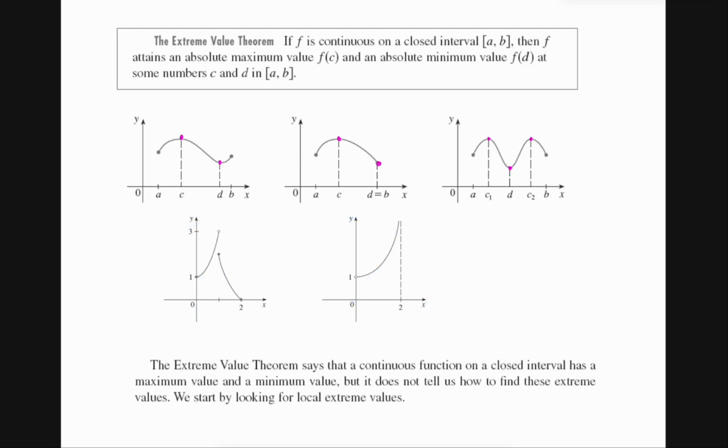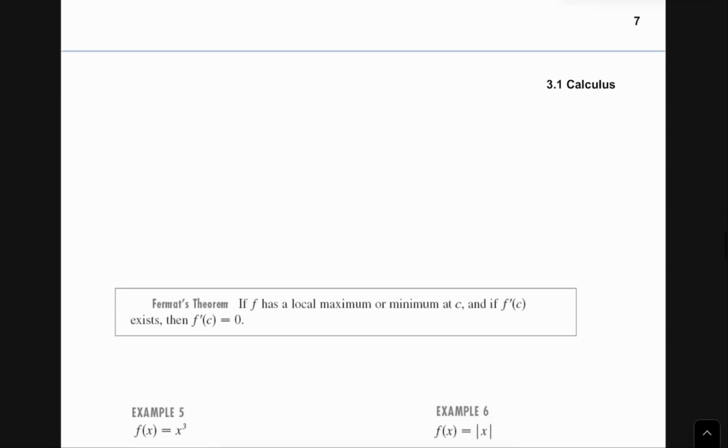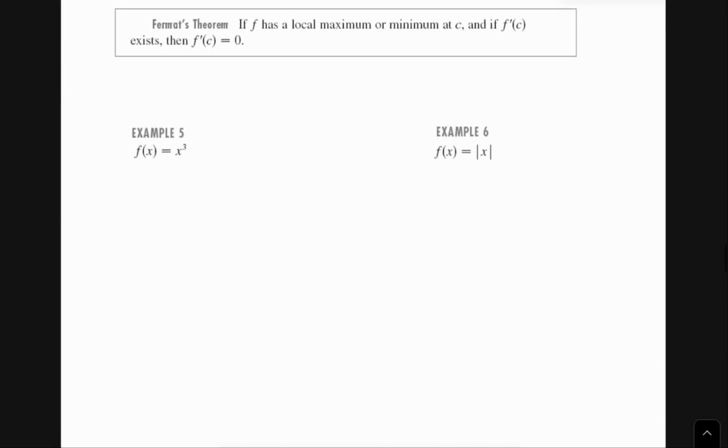So the extreme value theorem only works if we have a continuous function on a closed interval. There will be a maximum value somewhere and a minimum value somewhere. So that's what we're trying to find here. And Fermat's theorem is an extension of the extreme value theorem. It says that if it's a local min or max, it has to have a first derivative that existed and was equal to 0.